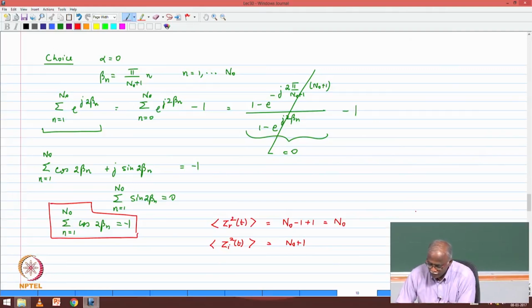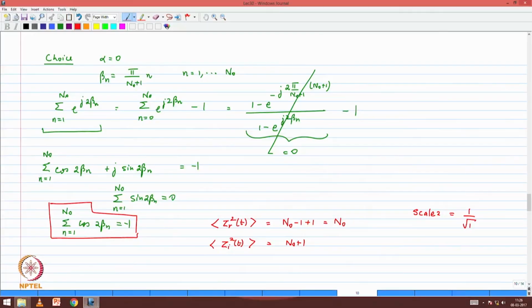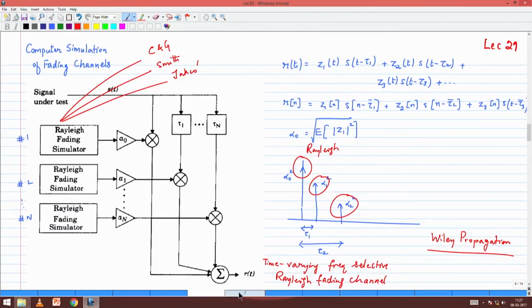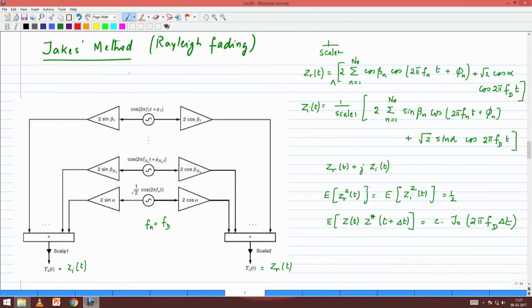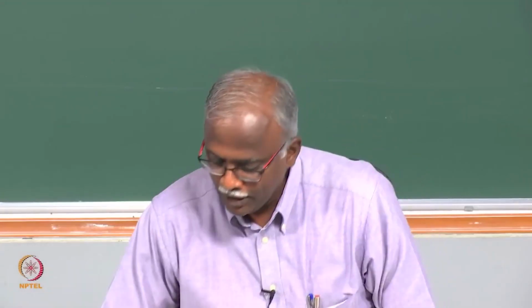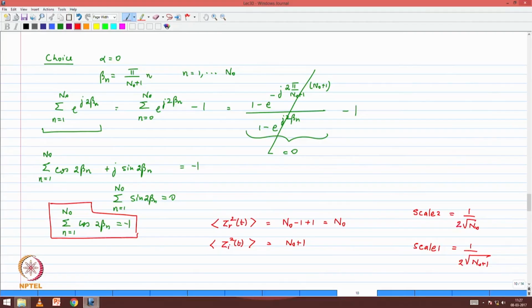Okay? So, if I choose scale 2 to be equal to 1 over root n naught and scale 1 to be equal to 1 over root of n naught plus 1, go back to the Jakes model. Scale 1 and scale 2 have been appropriately chosen, then we can put a tick mark that you will satisfy, because the time averages satisfy the value equal to 1/2. Okay, I made a small mistake, you should make it 1/2.